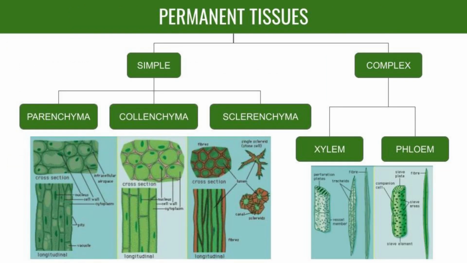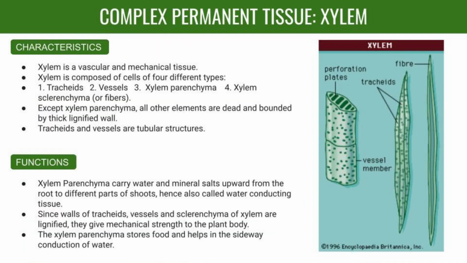Now, let's move on to complex permanent tissues. Complex permanent tissues are made up of multiple types of cells, working together to perform specialized functions. There are two main types of complex permanent tissues: Xylem and Phloem. First, we have Xylem tissue. Characteristics. Xylem is a vascular and mechanical tissue. Xylem is composed of cells of four different types: tracheids, vessels, Xylem parenchyma, and Xylem Sclerenchyma, or fibers. Except Xylem parenchyma, all other elements are dead and bounded by thick lignified walls. Tracheids and vessels are tubular structures.